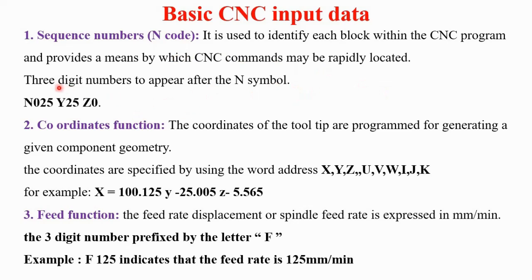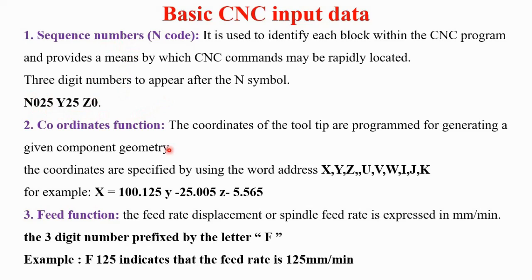These N codes are 3-digit numbers that appear after the N symbol. For example, we can see here N025 Y25 Z0 is one block, where N025 is the sequence number, and Y and Z are the coordinates of this point.